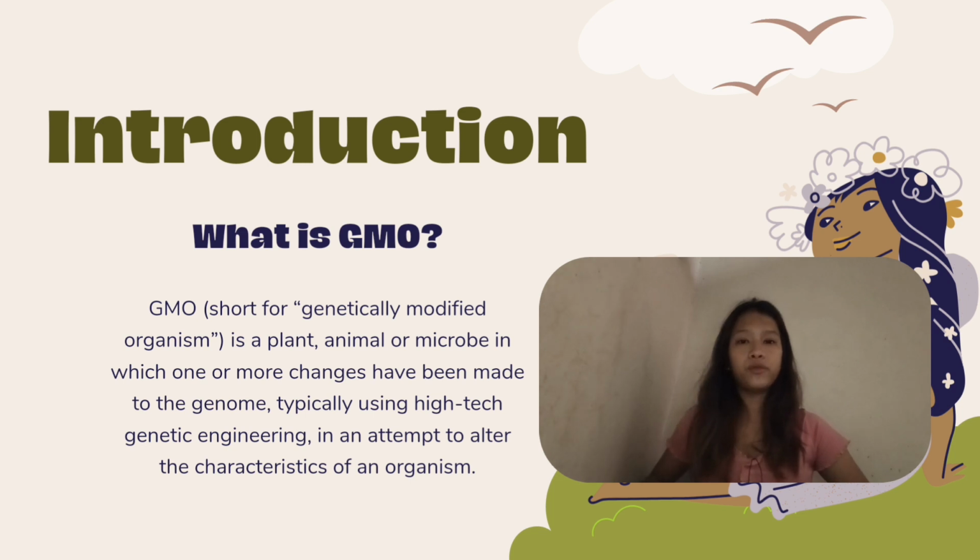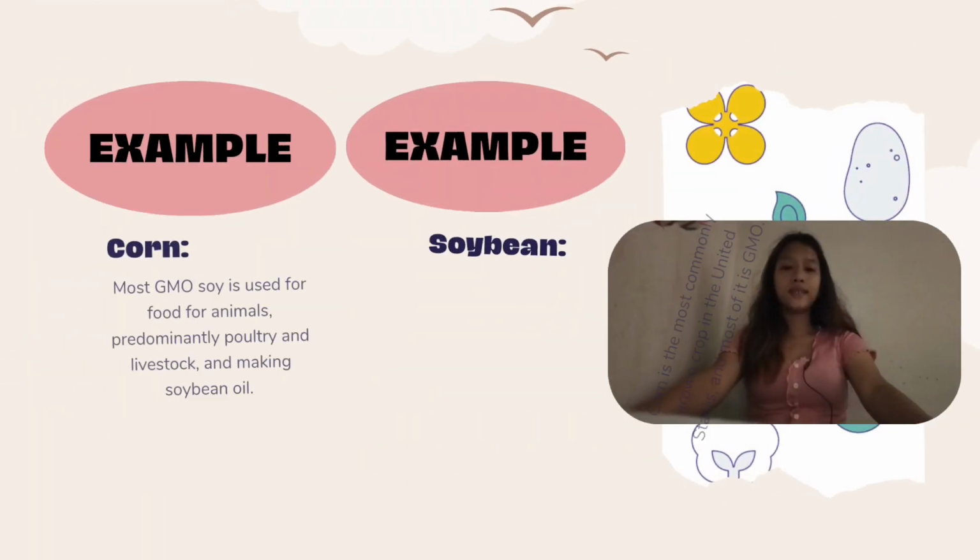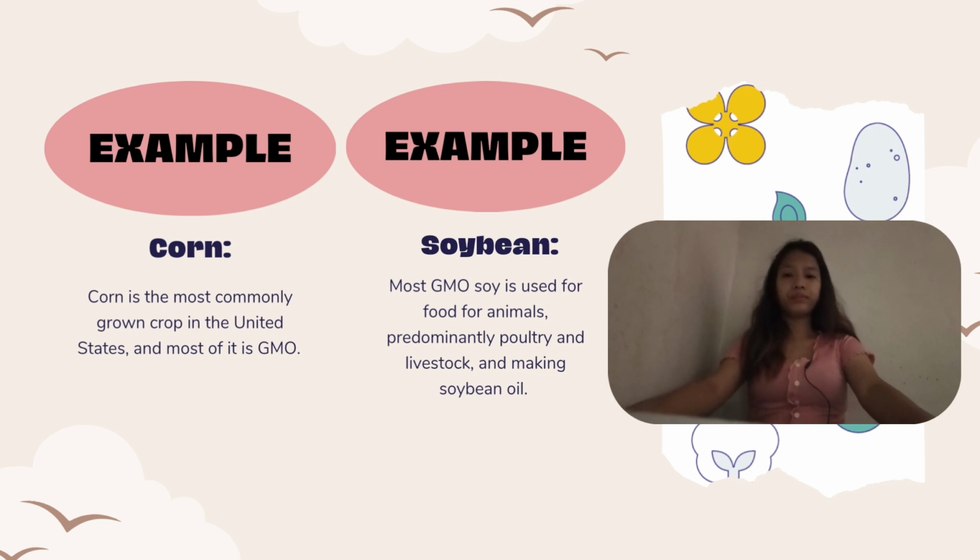The purpose of GMOs is to address various agricultural and food production challenges, ultimately aiming to improve crop productivity, reduce the use of chemical pesticides, and provide benefits for both farmers and consumers. This is the example of GMO. Corn and soy are two of the most commonly grown GMO crops in the United States.